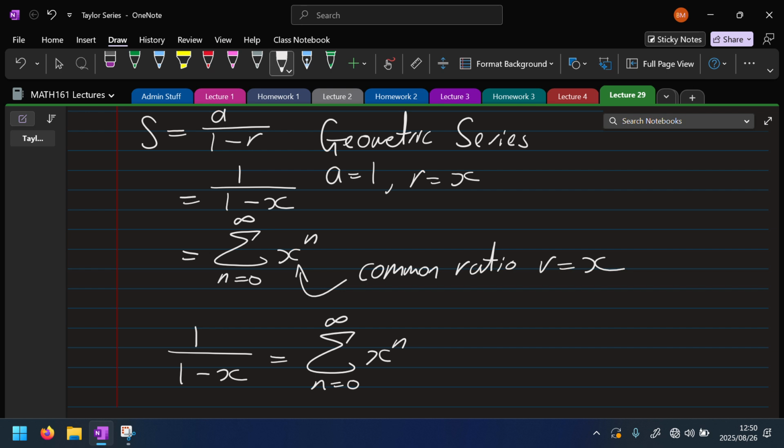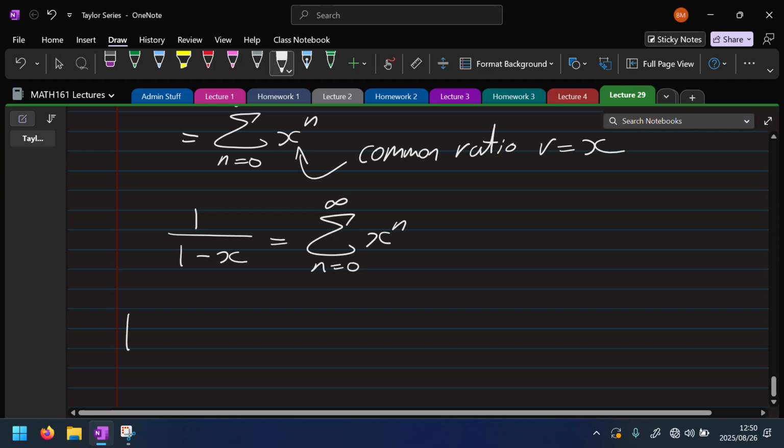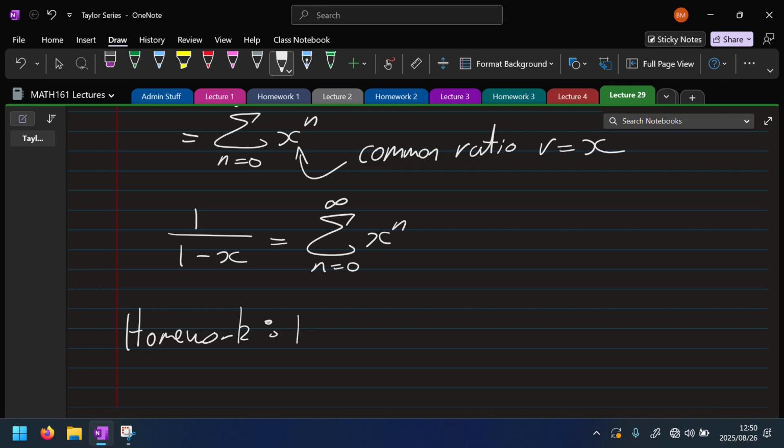For homework, you're going to do it the long way. Okay, so you start off with the 0th derivative, you find the first derivative, second, third, fourth, and then try to get that right-hand side. So homework, do the long way. Yeah, so you have f of 0, f1, f2, f3, and so on.